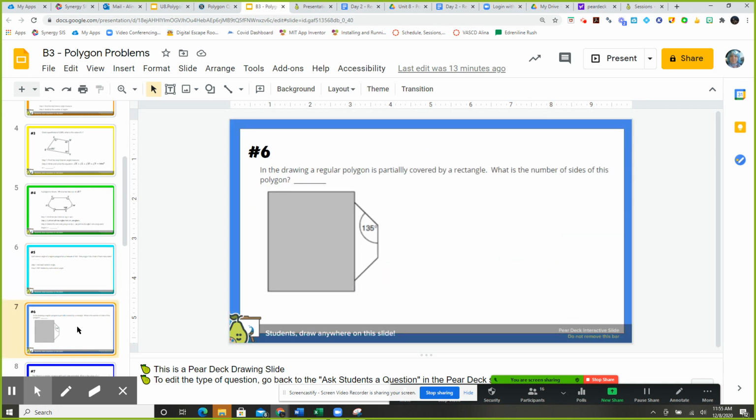So let's look at slide 7 because slide 7 does have a picture. We're going to do the exact same thing. So here we're given an interior angle and we're asked the number of sides. So what's the easiest way to do that? Yeah, if I know the interior angle, can I find the exterior angle? Yeah. What's the exterior angle? Because we know they have to add up to 180. And then if I know 45, what can I do with 360 in order to find the number of sides?